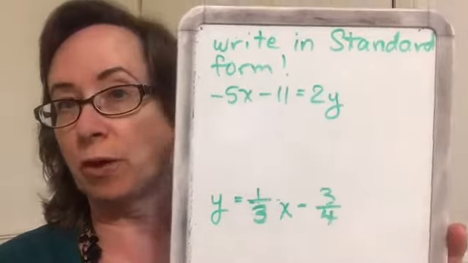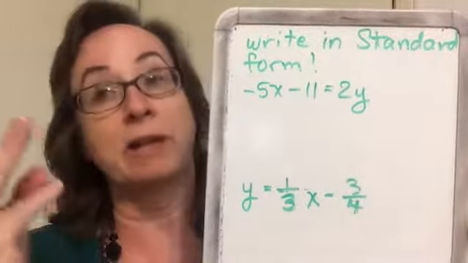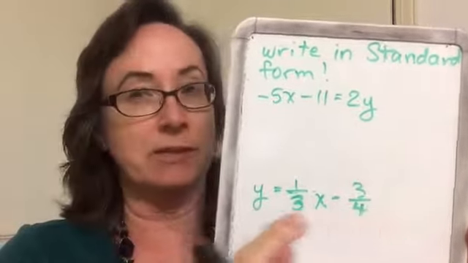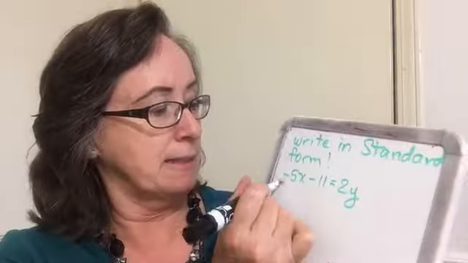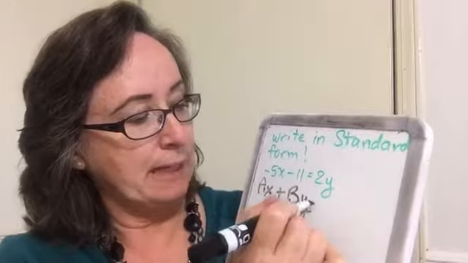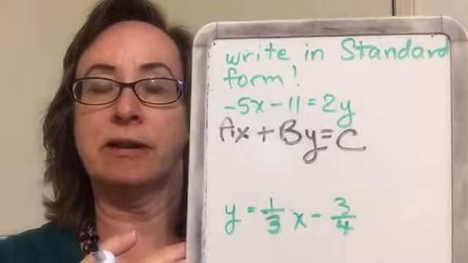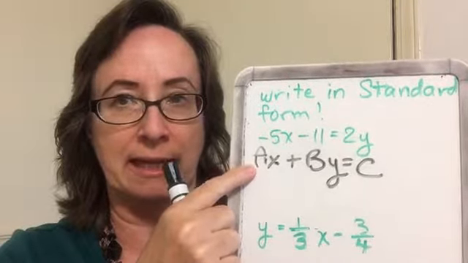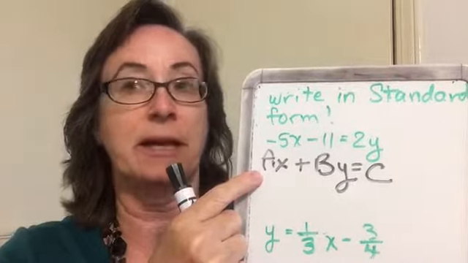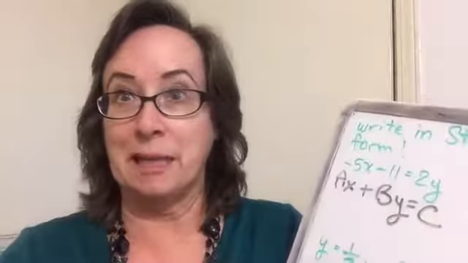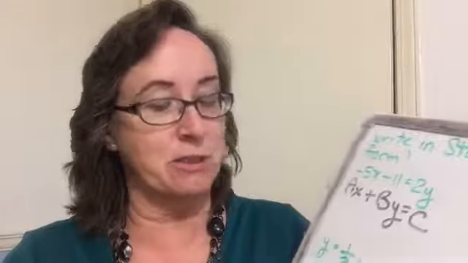Now remember, standard form has two rules, really three rules. It's ax plus by equals c. That's our standard form. And we're not allowed to have a negative on the first term, which is the x term. And we're not allowed to have fractions. So this keeps the answers standard, which is the whole purpose behind a standard form.